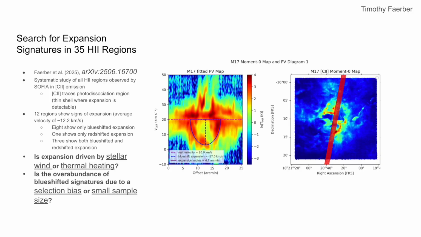Next, we compared our observed expansion velocities to theoretical expansion velocities from both stellar wind and thermal heating, which are the two main ways that an H II region can expand in theory. We find that both methods of expansion are present in our sample. We believe the overabundance of blue-shifted expansion could be due to a selection bias where the regions expanding toward us are the brightest, but don't rule out a small sample. In the end, we show that H II region expansion does occur due to some form of stellar feedback.